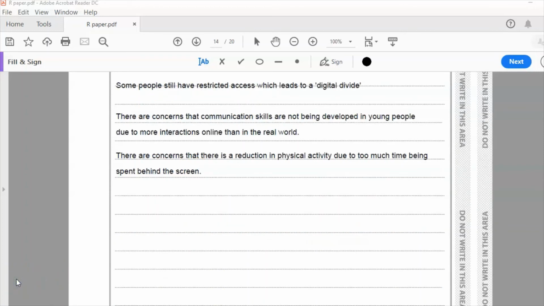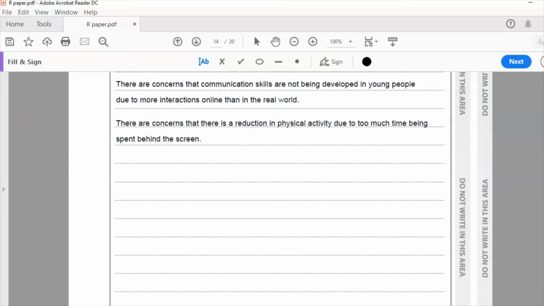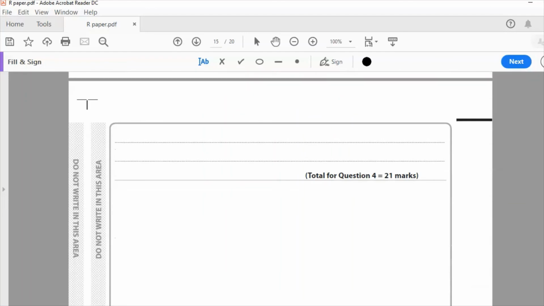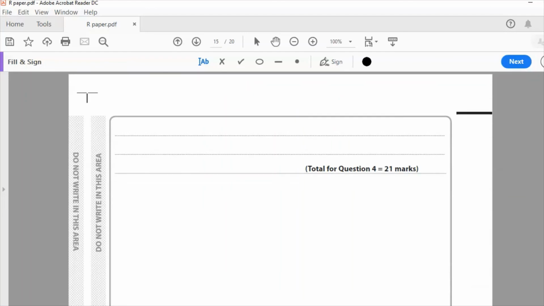And finally, there are concerns that there's a reduction in physical activity due to too much time being spent behind the screen, less time being spent outside in the fresh air, leading to increase in obesity, burden on health services, etc. So that is an 8-mark question there to finish that off. And the total marks for question 4 are 21.